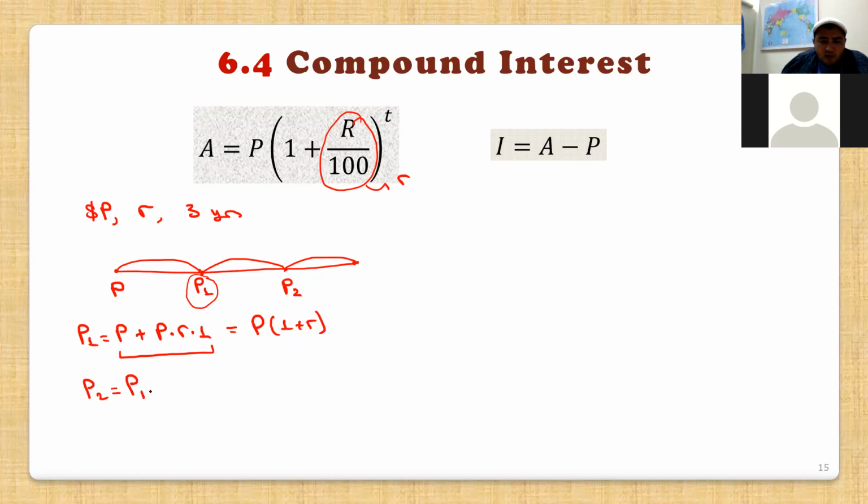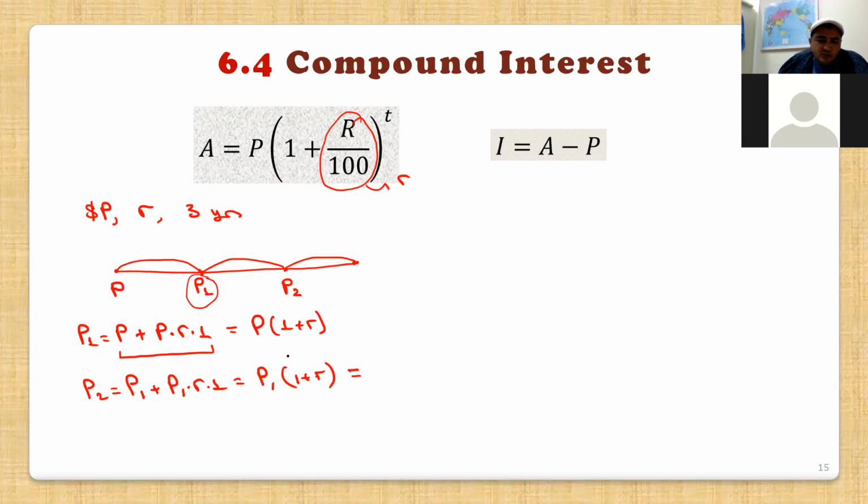So here we have P1 plus P1 times rate, which does not change. And how many years pass here? 1 year. So again, P1 is a common factor, and here we have 1 plus R. Exactly the same expression. The only difference is these principals are different.